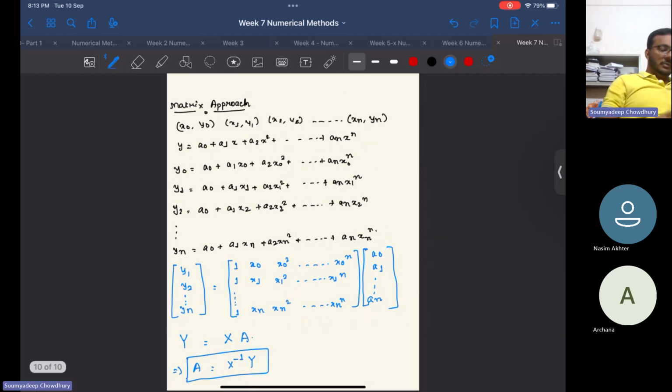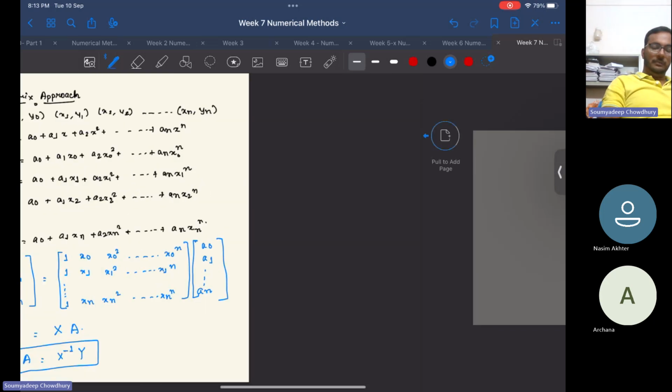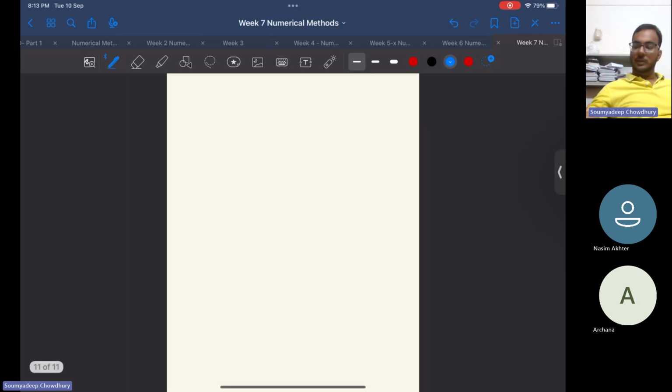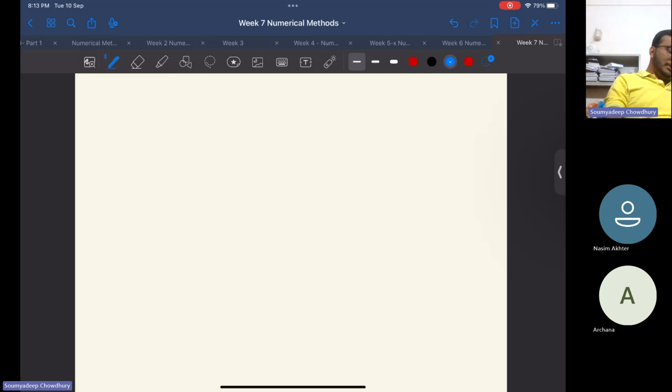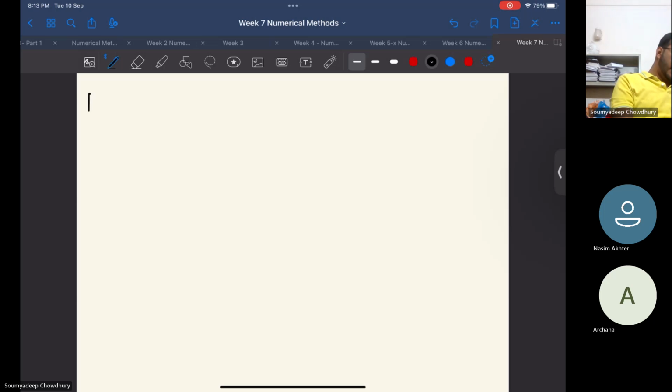Okay. So we'll try to solve the same problem, the previous one, by this approach. I'll just do it. What is basically x you have, y, right? So what were the values? x: 5, 10, 15, 20, and y: 10, 55.